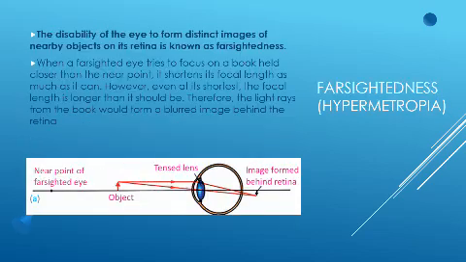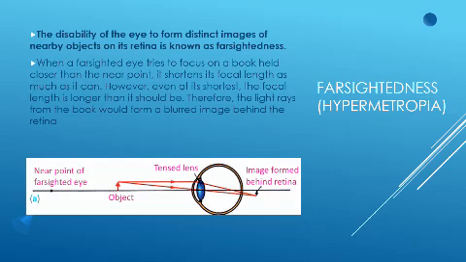The second defect of the eye is farsightedness. This is the disability of the eye to form images of nearby objects on its retina. It is known as farsightedness.